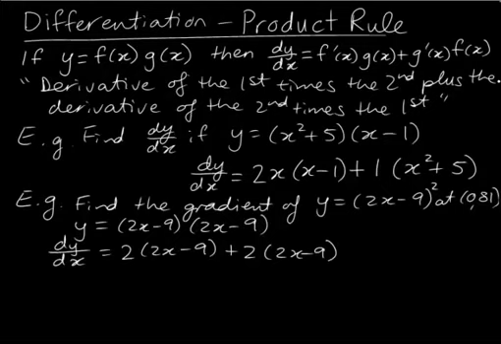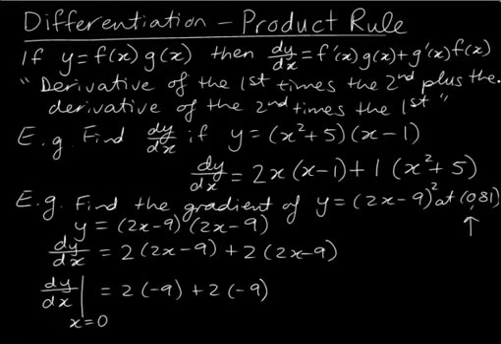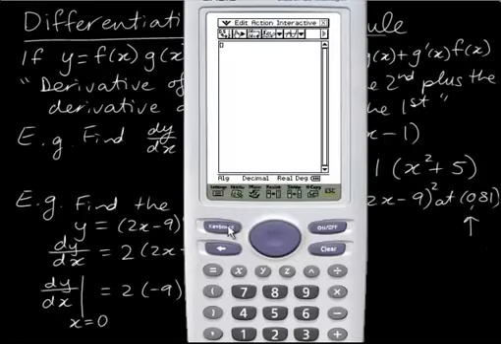Now, just looking at the question again, we're actually asked to find the gradient at a particular point. So what we want to do here is to work out dy dx at x equals 0, which is the x coordinate of the point that we're given. So that's going to be 2 times negative 9 plus 2 times negative 9, giving me a gradient of negative 36. Now we can just double check our answer on the class pad.